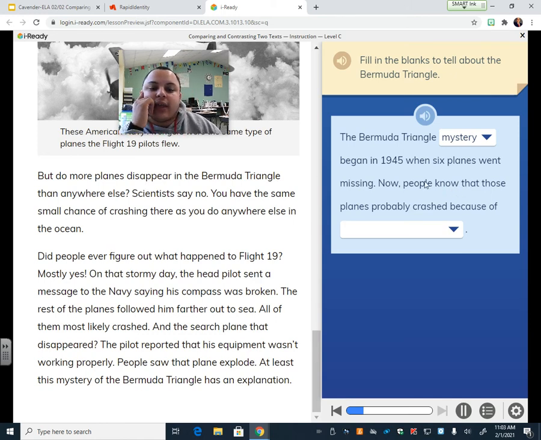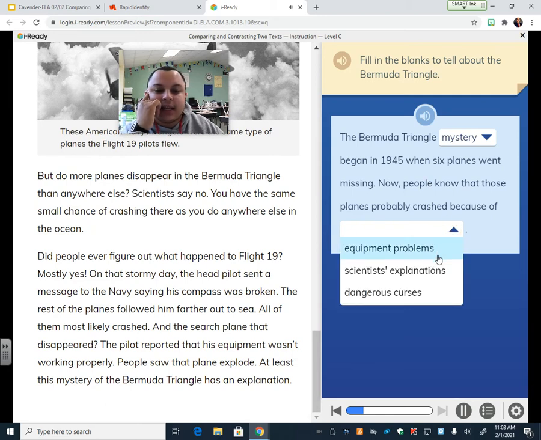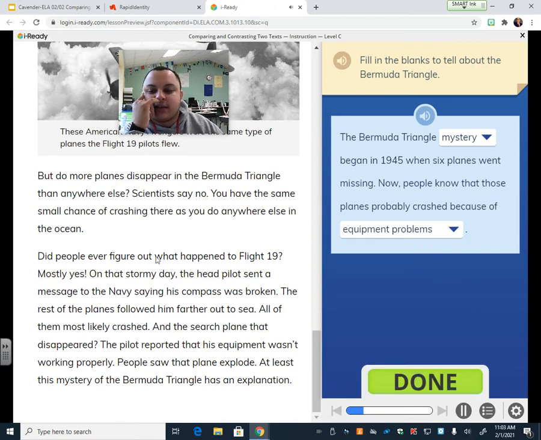Now, people know that those planes probably crashed because of equipment problems, scientists' explanations, or dangerous curses. It's going to be equipment problems. It tells about all the things here. In here, it says that his compass was broken here, and it says that his equipment wasn't working properly there.